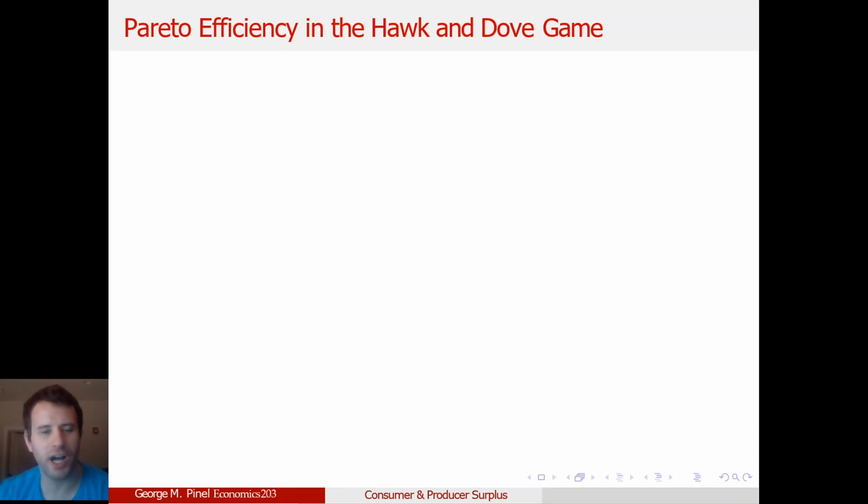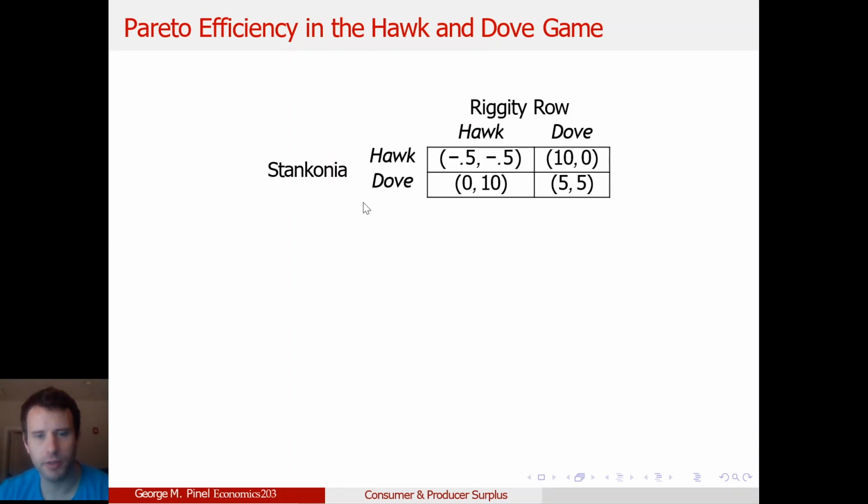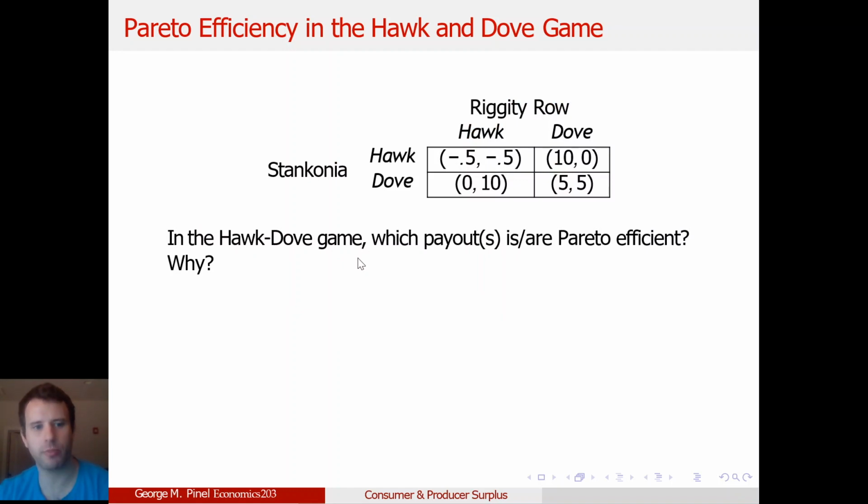All right, so by now you should have solved this example through Blackboard, and just give it your best shot, and then we're going to talk about it now. So remember, a Pareto efficient allocation is an allocation in which you cannot make somebody better off without making somebody worse off.